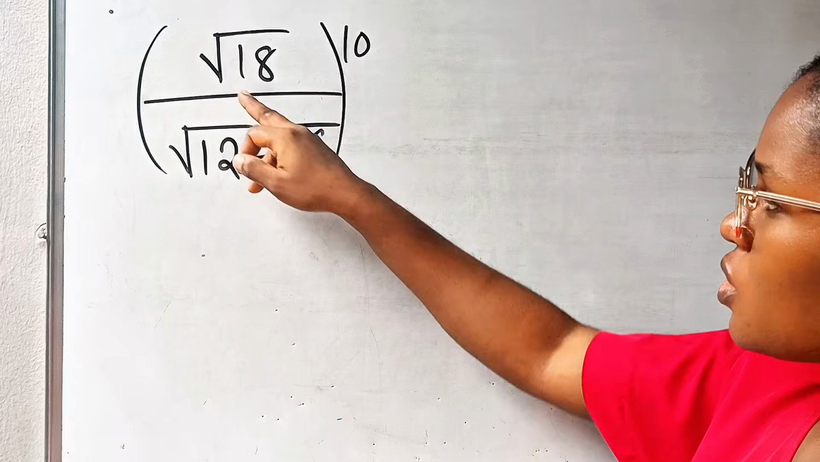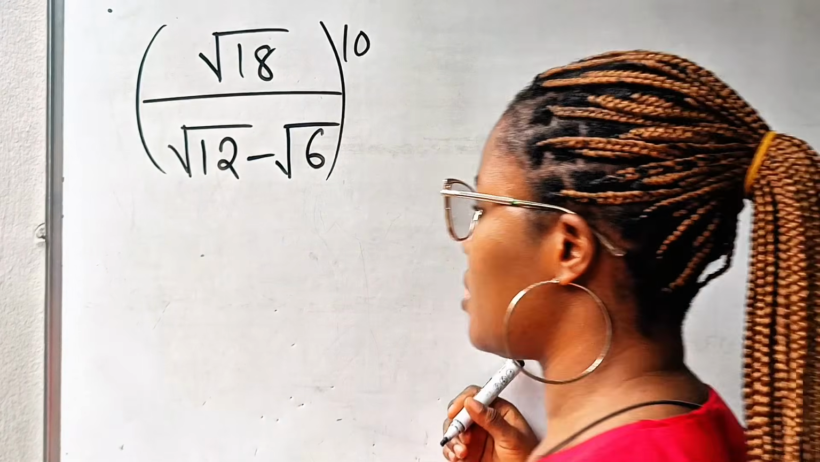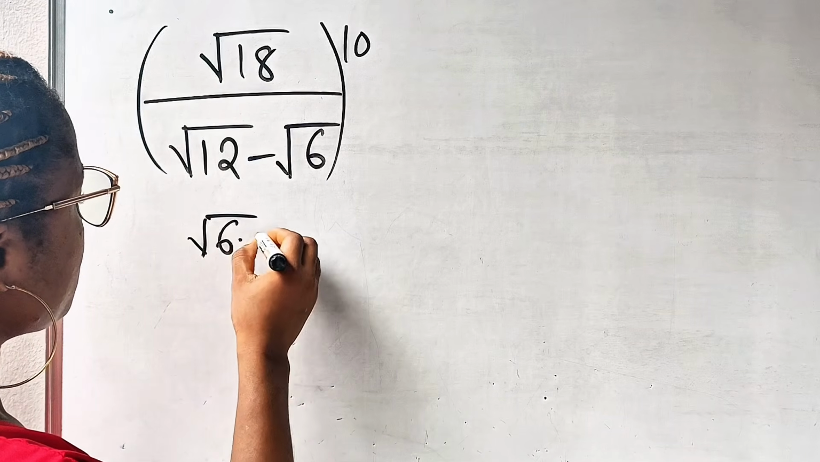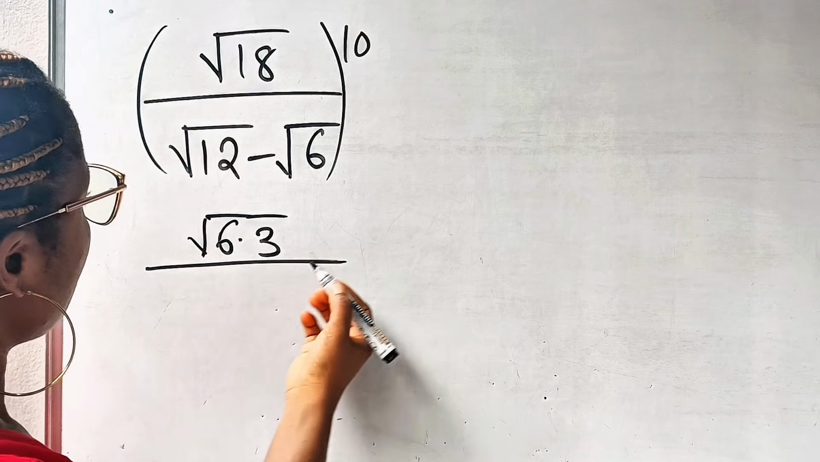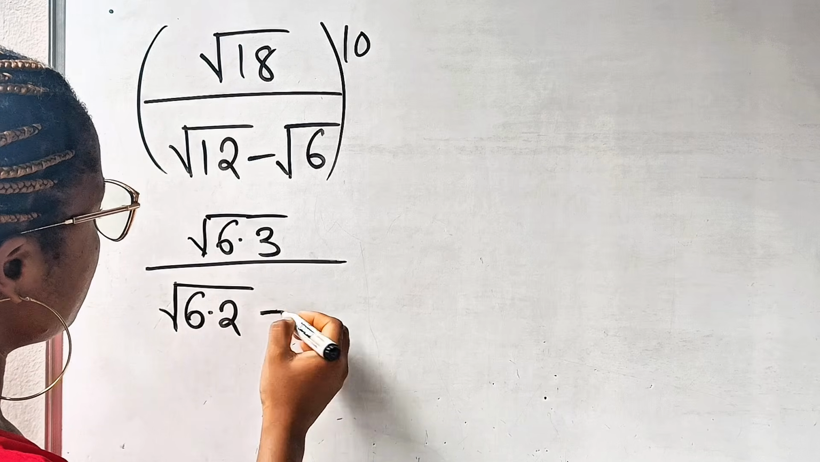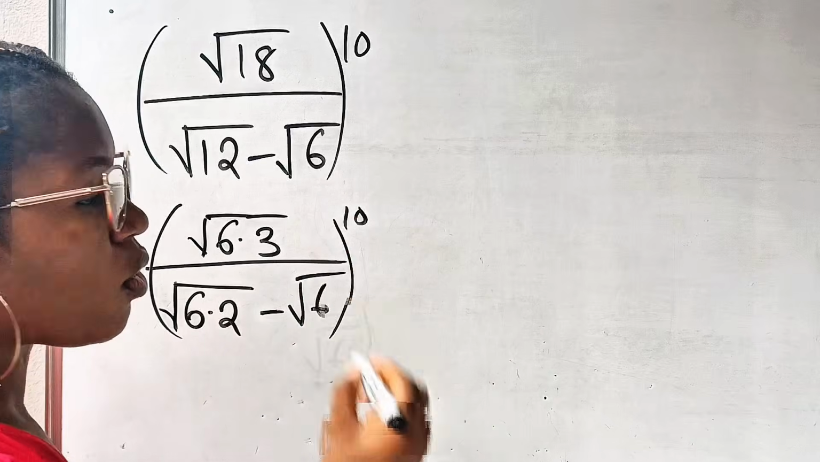First things first, let us simplify the numerator. The numerator can be written as root 6 multiplied by 3. Then this can be written as root 6 multiplied by 2. Then we have root 6, everything raised to the power of 10.